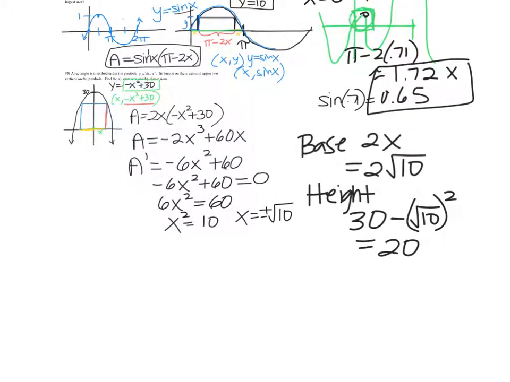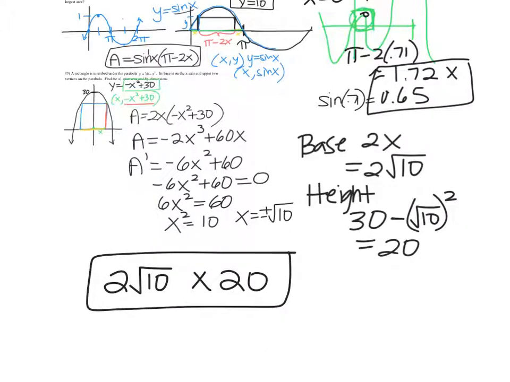So let's go back to the question. It says A, find the maximum area, and B, the dimensions. So the dimensions would be 2 rad 10 by 20. That's the dimension of that rectangle. And the area would be just to take those and multiply them. So the area would then be 40 rad 10. Exactly.